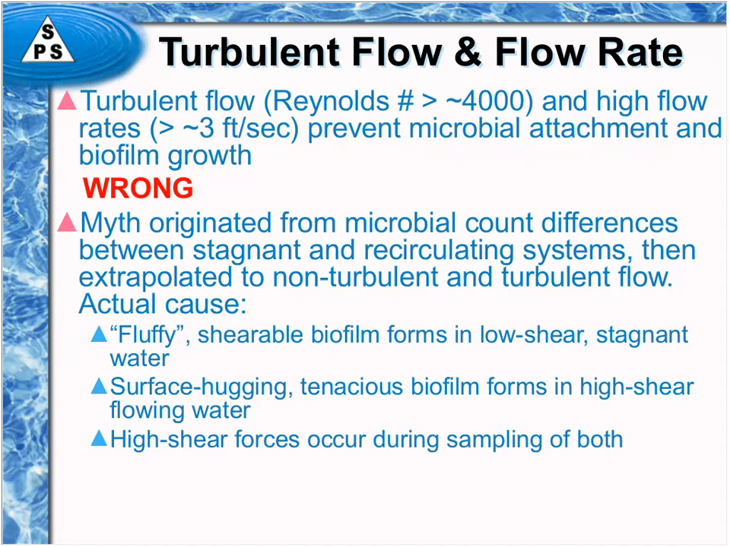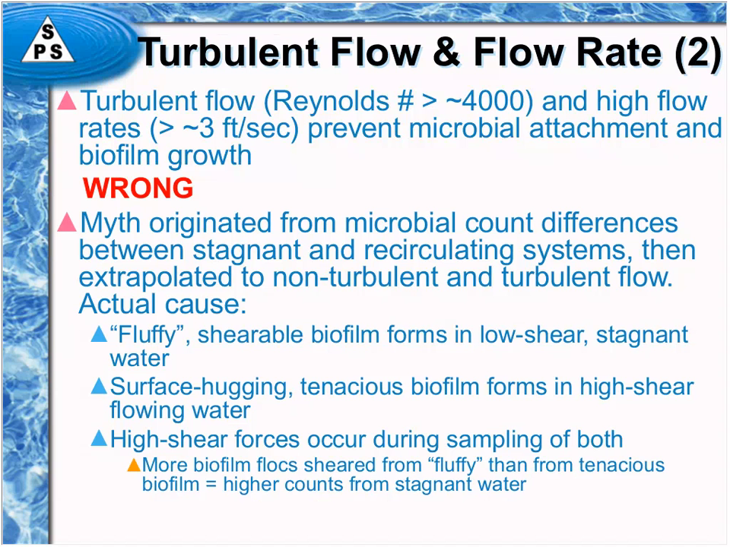But if you are collecting the same sample from a system that is rapidly flowing and has tenacious biofilm in it, the shear forces that are exerted at that outlet shear off very little, because all the biofilm is already tenaciously holding on to that surface. And so you get low counts out of a high shear system and high counts out of a low shear system.